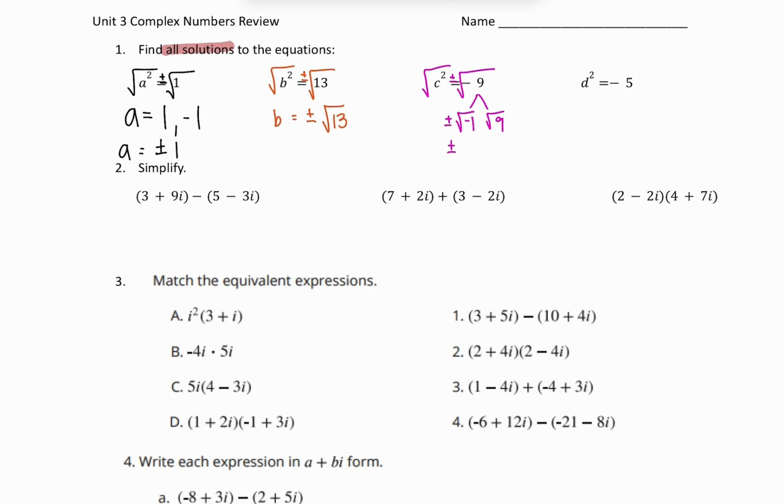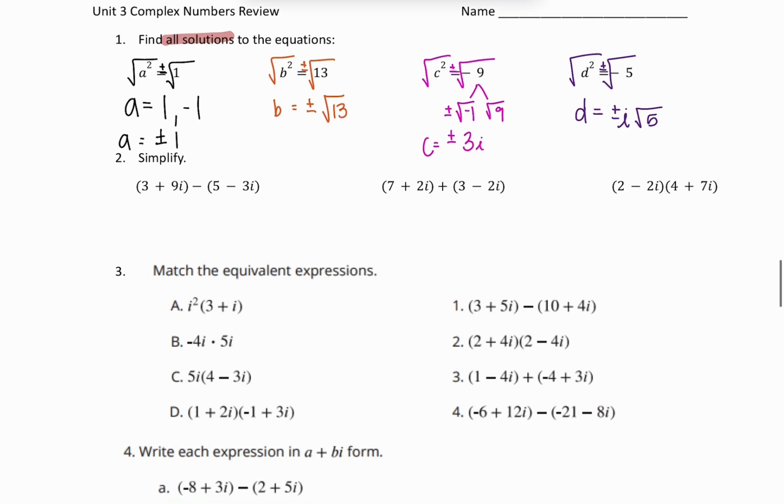And I'm actually going to switch these because we have the positive or the negative. And then the square root of 9 is going to be 3. And the square root of -1 is the imaginary number i. And for the last one, square rooting, remember the positive or the negative. Square root of 5 is not a perfect square. So because of that negative, you are going to have i come out, and then the square root of 5.